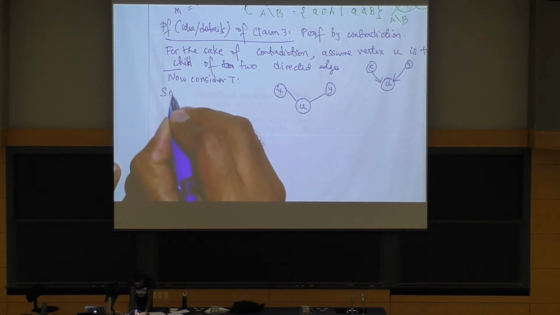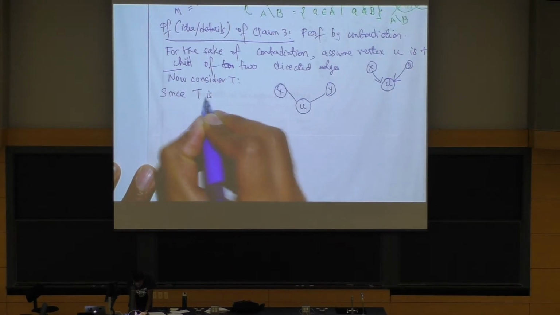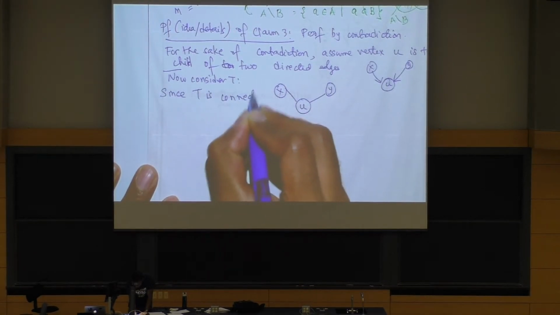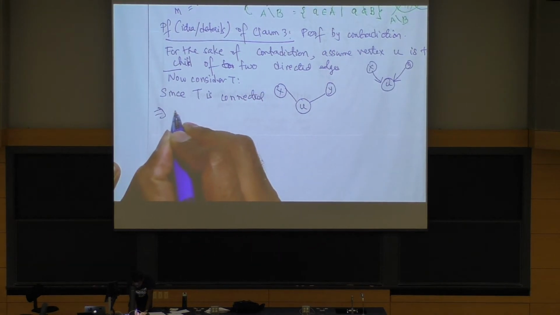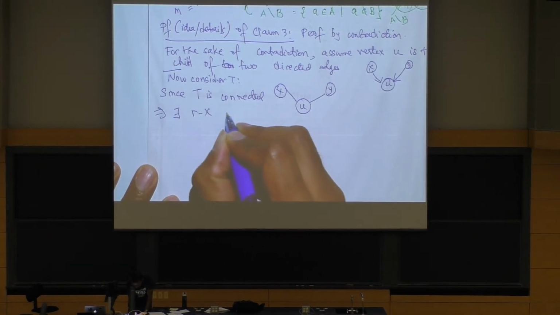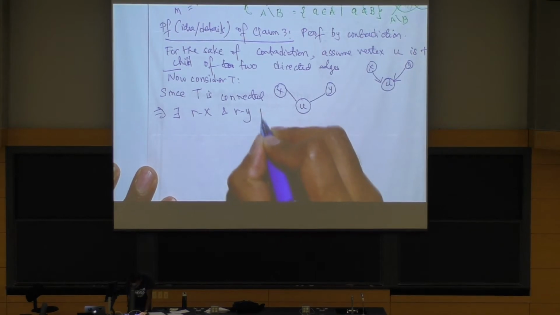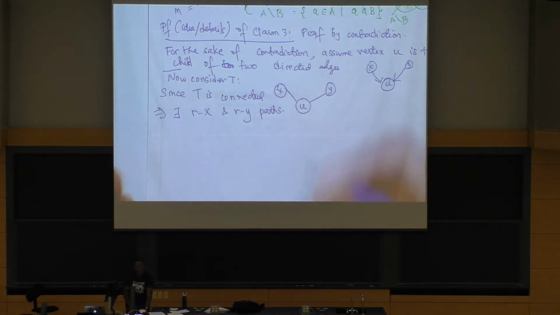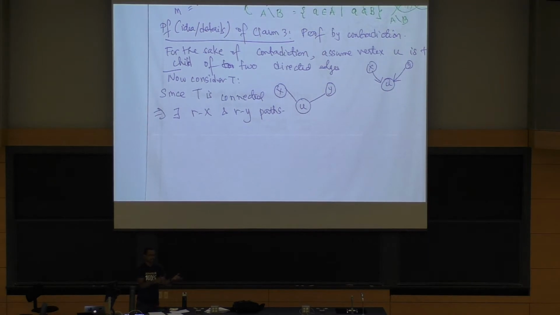So since T is connected, that implies there exists an R-X path and an R-Y path. Again, why is that? Because it's connected, that means X and R have to be connected, and Y and R have to be connected.